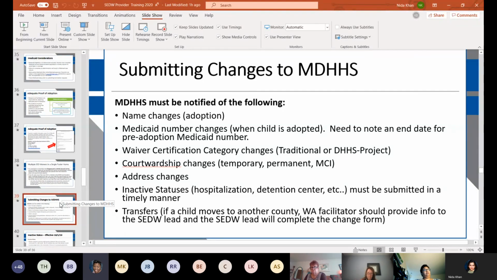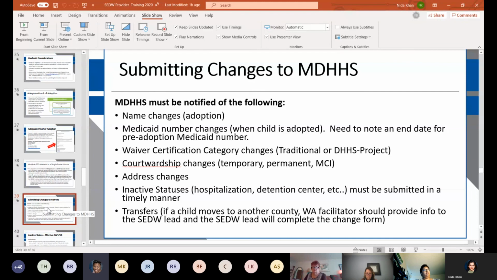But if the home-based therapist happens to get that information, we will not be upset if you get it to us. Because speaking for myself, and I'll let Marissa jump in at the end, I don't care whether I get it from the wraparound facilitator or the therapist. What I'm concerned about is getting that information in a timely manner.